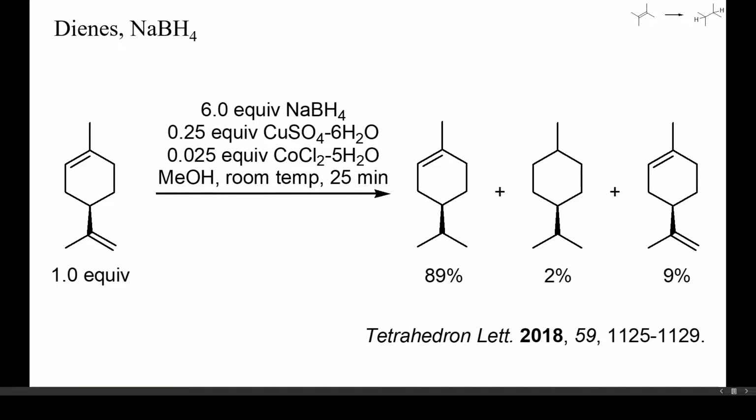Cobalt-based catalysts have occasionally been used for catalytic hydrogenations. In this example, a menthadiene was subjected to a transfer hydrogenation with copper and cobalt as catalysts and sodium borohydride as reducing agent. Mostly the sterically more accessible disubstituted double bond was reduced.